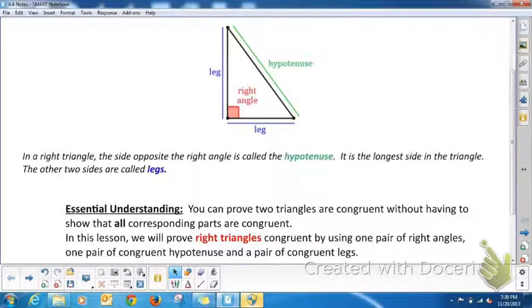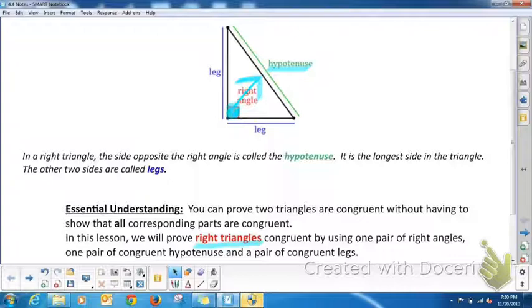So the essential understanding of this section is that you can prove two triangles are congruent without having to show that all of the corresponding parts are congruent. In this lesson, we will prove right triangles are congruent by using one pair of right angles, so you have to know that it's a right triangle, one pair of congruent hypotenuses, that's the side across from the right angle, and a pair of congruent legs. So you just need to know one pair of legs is congruent.